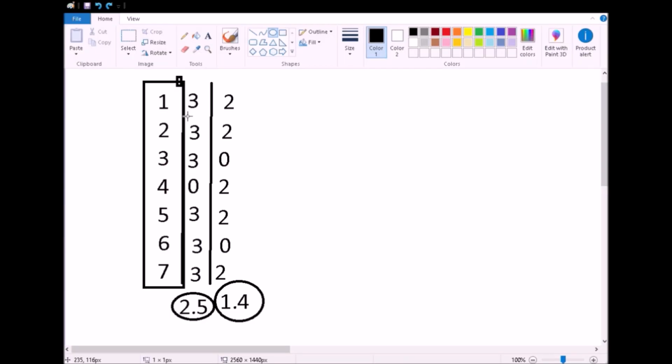Alright, so now we're gonna go get Gabe to do the mode of this data. Well, that's easy. It's 3 and 2. And the definition for mode is the value that occurs most often in a data set.